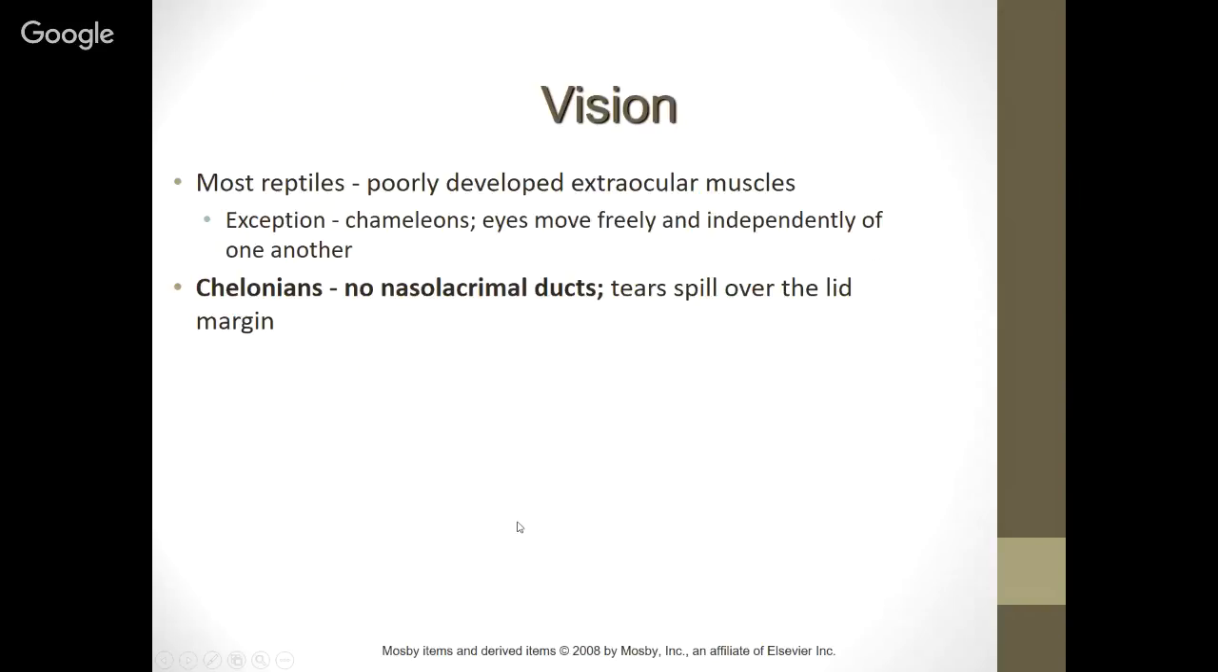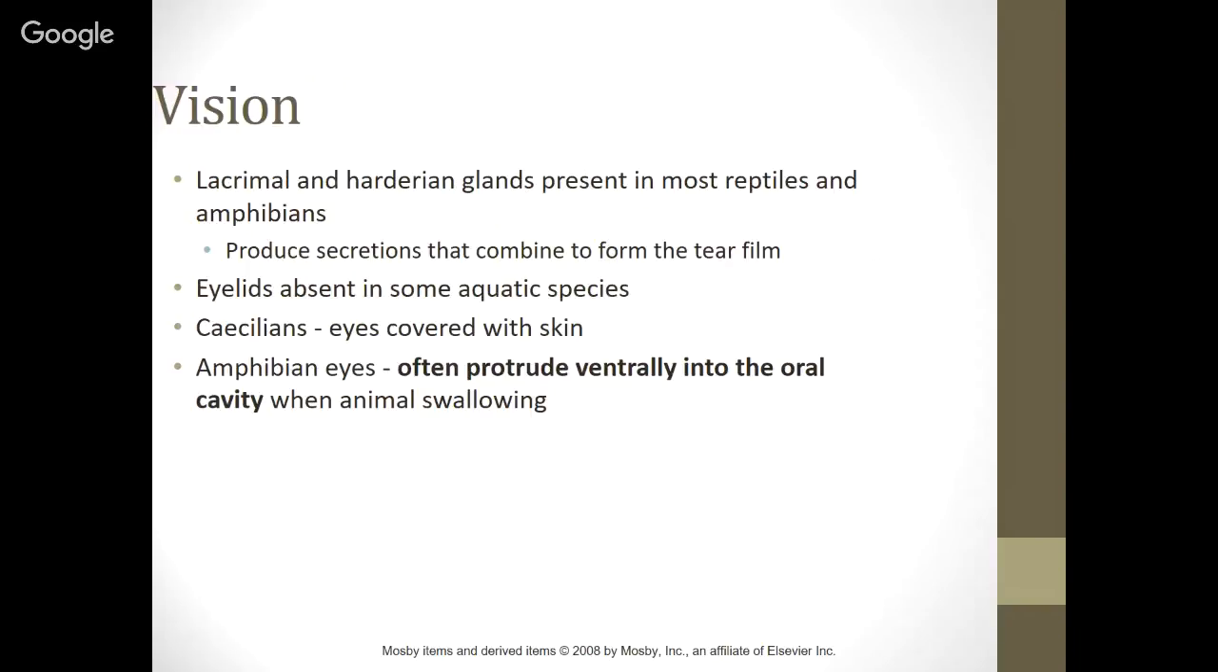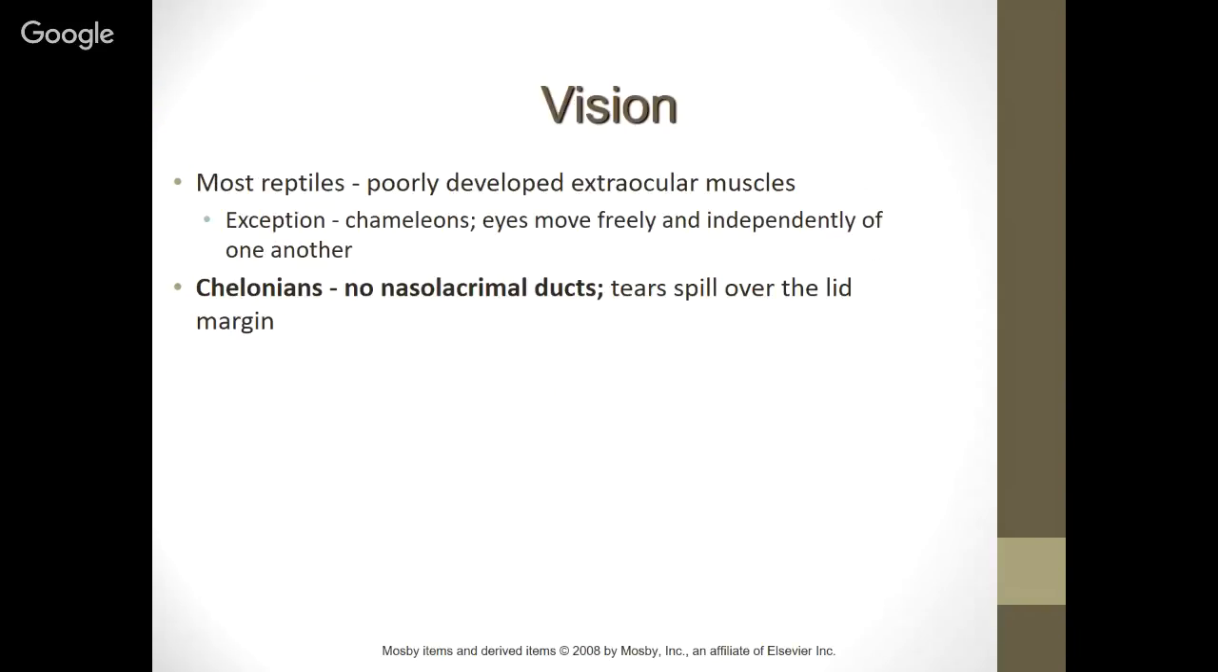Most reptiles have poorly developed extraocular muscles, with one exception. Chameleons, as you know, their eyes move freely and independently of one another. Chelonians also have no nasolacrimal duct, so their tears spill over the lid margin. They're always Chelonians, not chameleons. Chelonians are always crying. Those tears spill over the lid margin. Turtles, when you see turtles tearing up, that's normal.